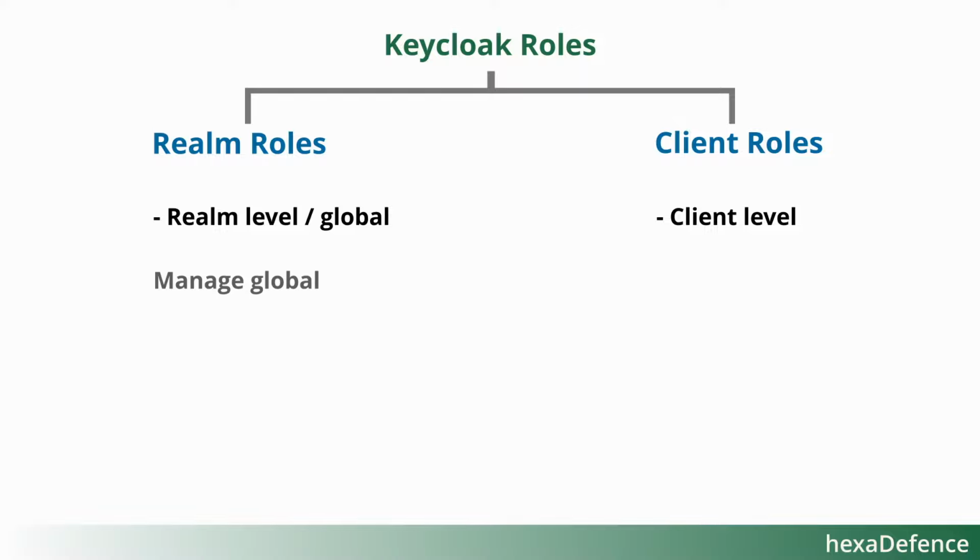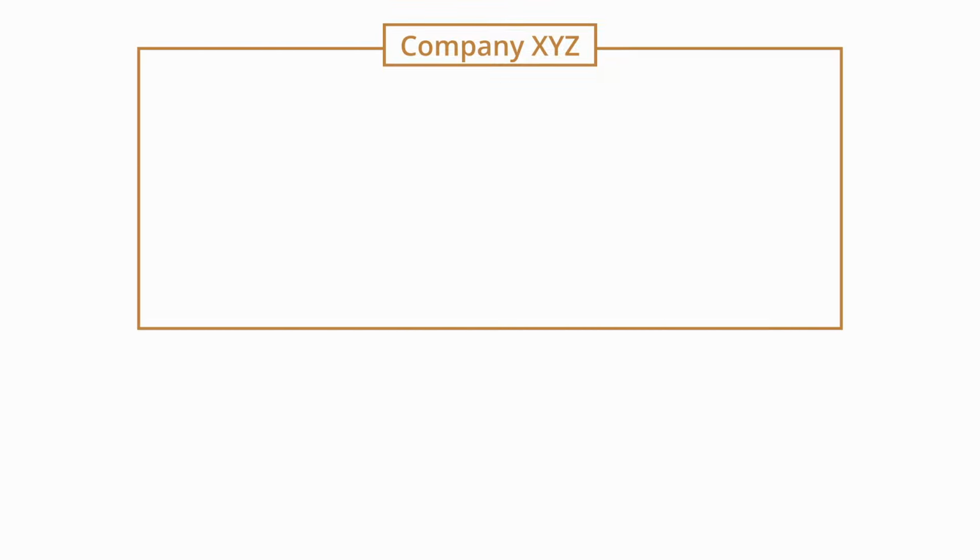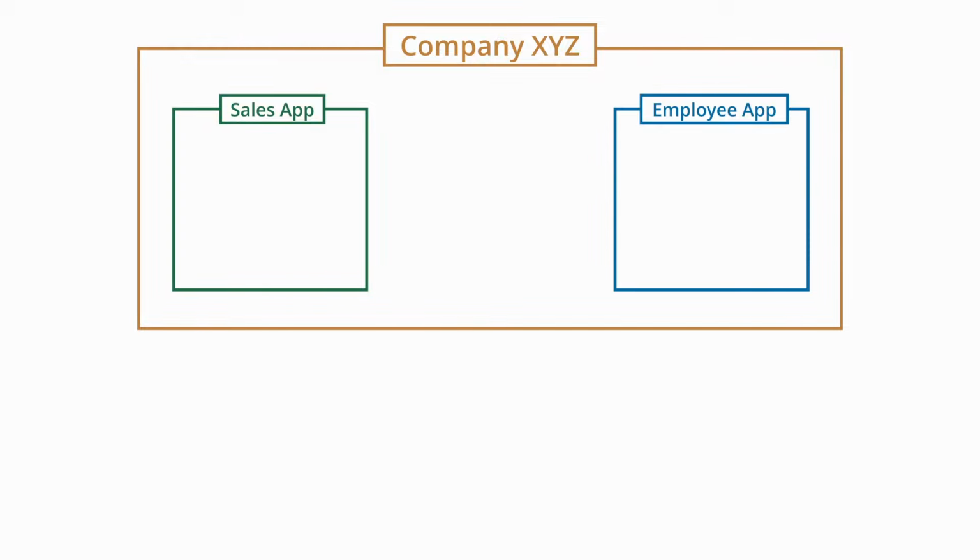The purpose of having two types of roles can be understood as follows. Realm roles simplify the management of global permissions across the entire Keycloak realm. Client roles enable detailed application-specific access control. I will further explain this using an example. Assume there exists a company named XYZ and it has two web applications, a sales application and an employee management application. A particular employee of that company may have admin privileges for the sales app, but only basic privileges for the employee management app. Client roles are well suited for handling such scenarios.